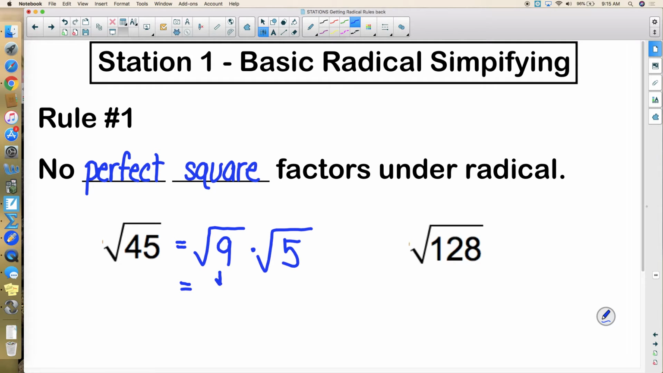Simplifying the part that we know has a whole number value, the square root of 9 is 3. The square root of 5 cannot be broken down anymore with perfect squares, and it is not a whole number, so it needs to stay under the radical sign.